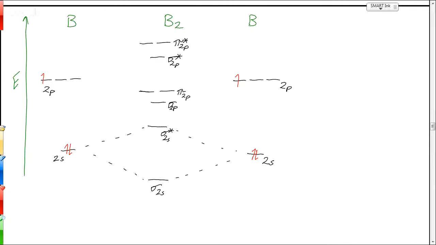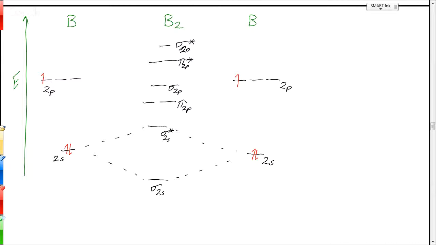Wait, did I get those wrong? I got those wrong. Hold on. They flip. They're flipped. It goes pi sigma, pi sigma. Pi orbitals are a little bit lower in energy. So pi sigma and then pi star and sigma star.